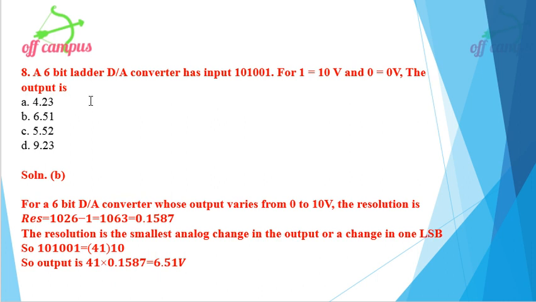A 6-bit ladder DA converter has input 101001. For 1 represented in that binary digit, 1 represents 10 volt and 0 represents 0 volt. The output is, we need to find out the output. What is given?